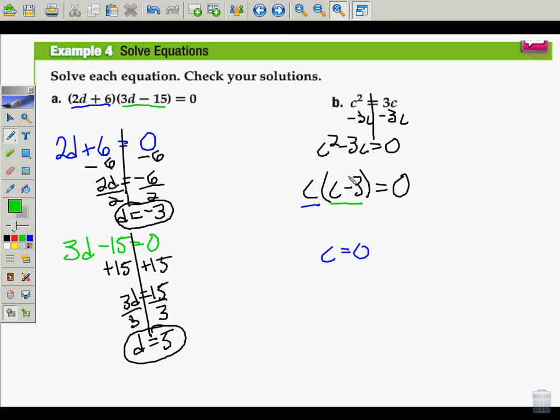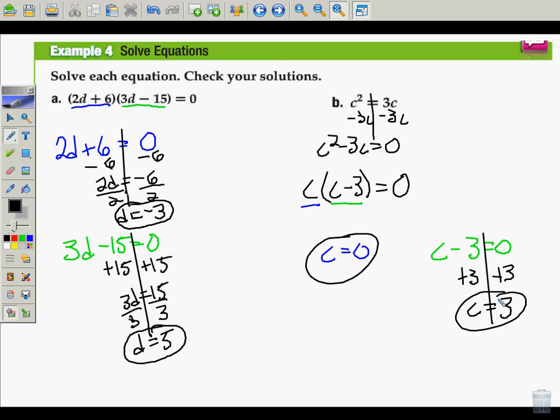First one, pretty easy to solve. C equals 0. Second one, not much harder. Add 3 to each side. C equals 3. So what are our solutions here? Either 0 or 3. And notice, if I plug in 0, 0 equals 0. That's good. Plug in 3. 3 squared is 9 equals 3 times 3, which is 9. These are our solutions. They both work when we plug them in.